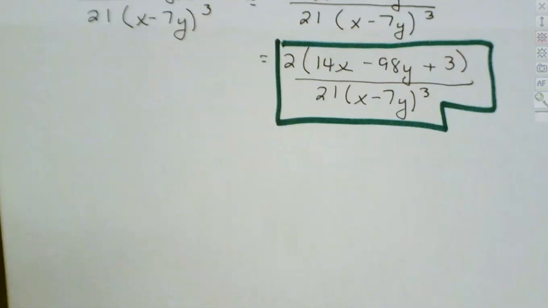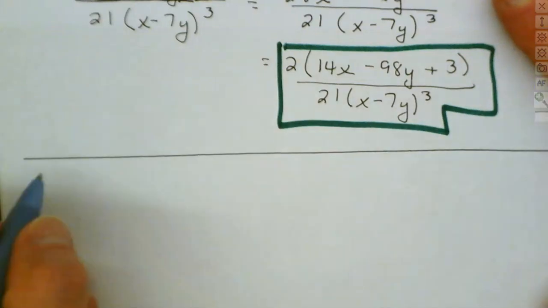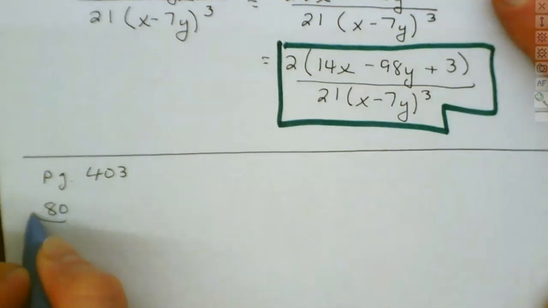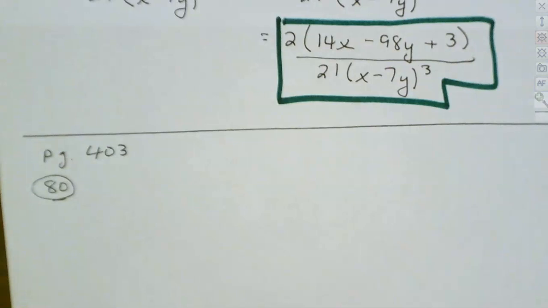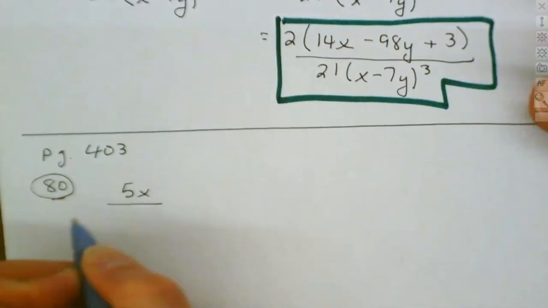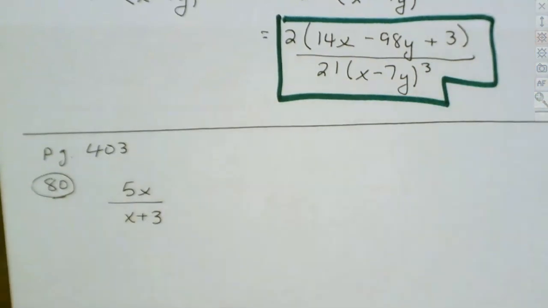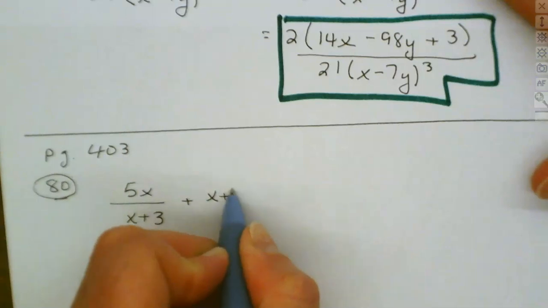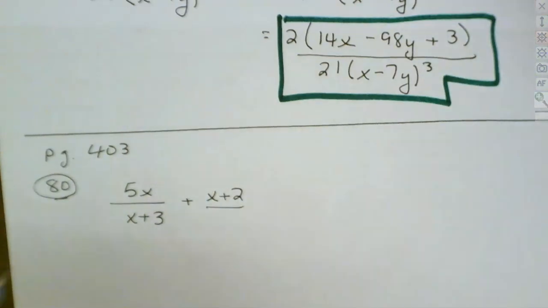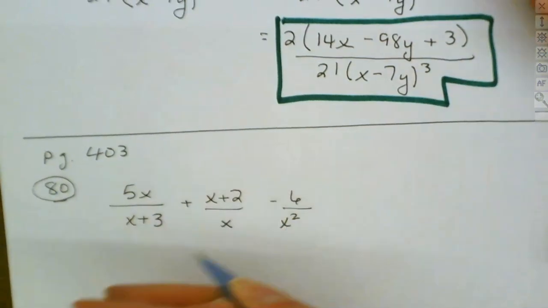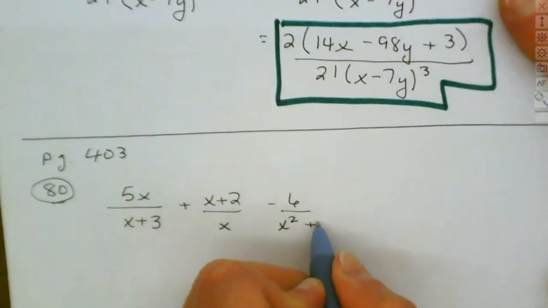How about we look at question 80. And this is on page 403. And question 80, so we have 5x over x plus 3 plus x plus 2 over x minus 6 over x squared plus 3x.